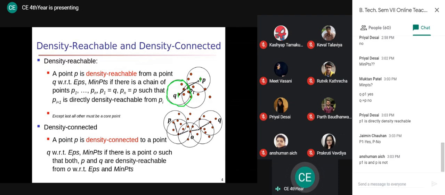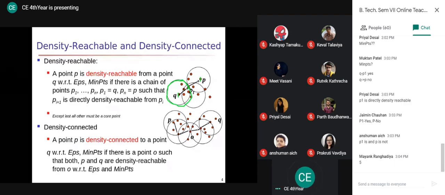So now just pick the point Q and consider the circle of Q. In the circle, calculate how many points are there, whether they are higher than or equal to 4. The answer is yes. As the answer is yes, this Q is a core point. Fine, first condition satisfied. Second condition: in the boundary of Q, do we have the points that we are discussing? Do we have P1? Do we have P?